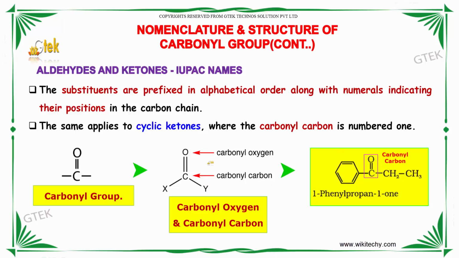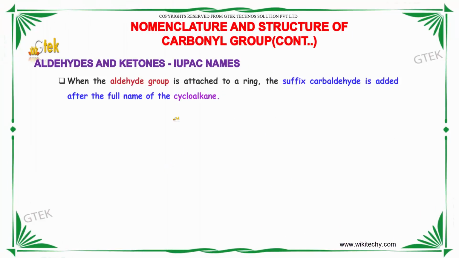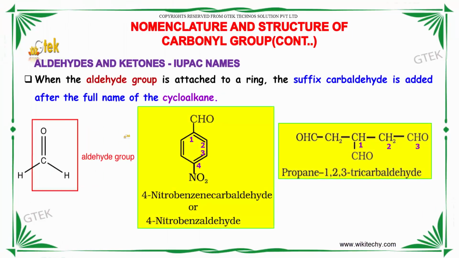This is the carbonyl carbon and this is the carbonyl oxygen of the carbonyl group. So, when the aldehyde group is attached to a ring, the suffix carbaldehyde is added after the full name of the cycloalkane. So, the name of this compound here would be 4-nitrobenzenecarbaldehyde, or it also can be named as 4-nitrobenzaldehyde.